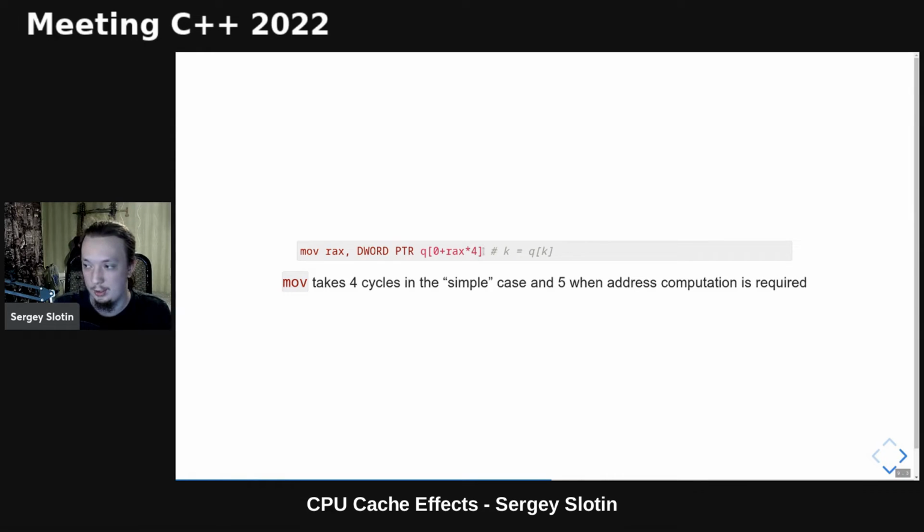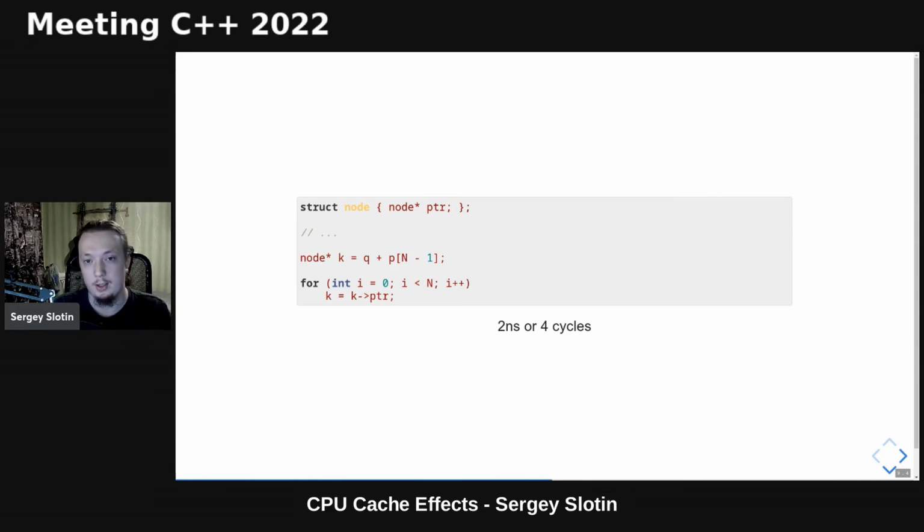The complex addressing operation usually takes one cycle more than the raw pointers. So we can make our benchmark run slightly faster if we replace these fake pointer indices with actual real pointers.